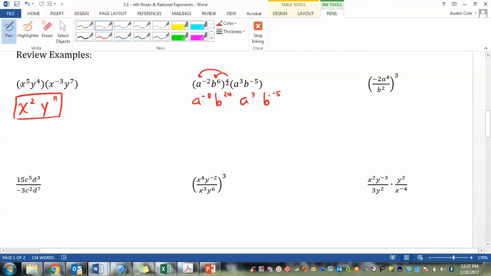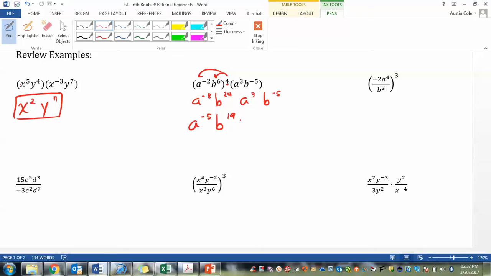So now what should I do? Just add my exponents. You bet. I'm going to get a to the negative 5th and b to the 19th, right? Now, is that my answer? What's wrong with this, Liam? Negative exponent. What should I do with this?